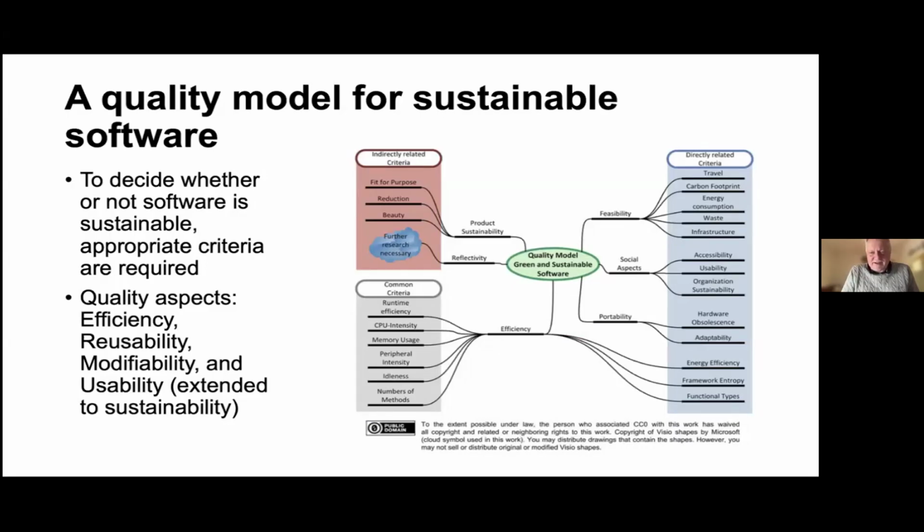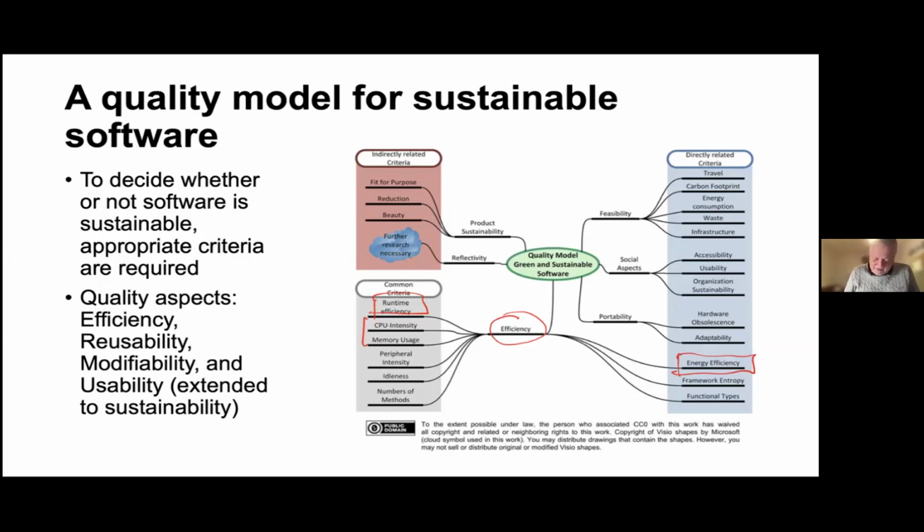And this is maybe the interesting part here. In this process, the authors introduced a quality model for sustainable software, and this includes, on one side, efficiency, for example, RAM efficiency, or CPU intensity, memory usage. This has, of course, an impact on the energy consumption, and this is something we may want to avoid or at least reduce.